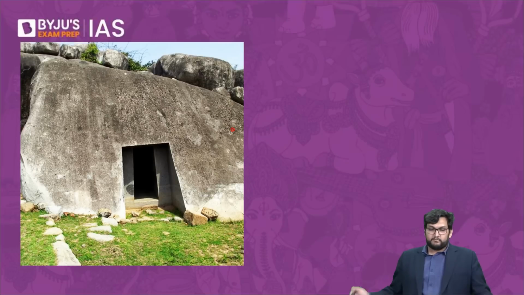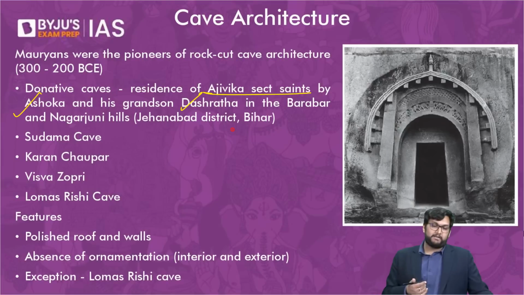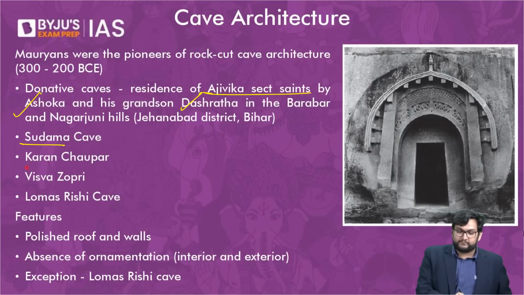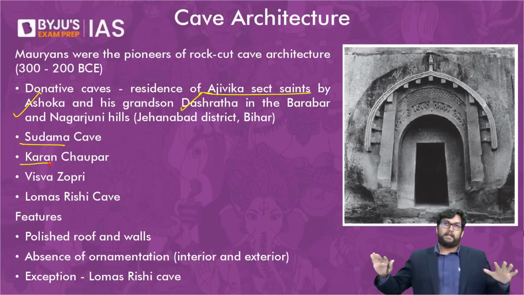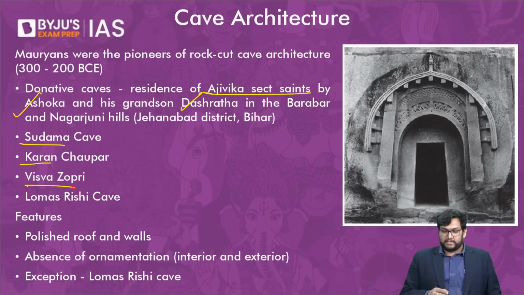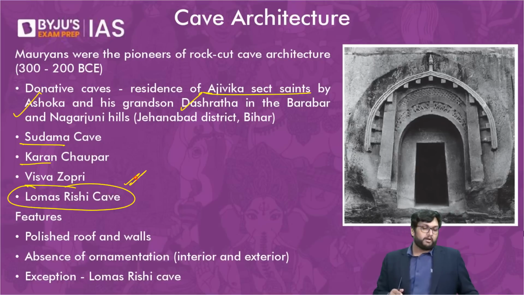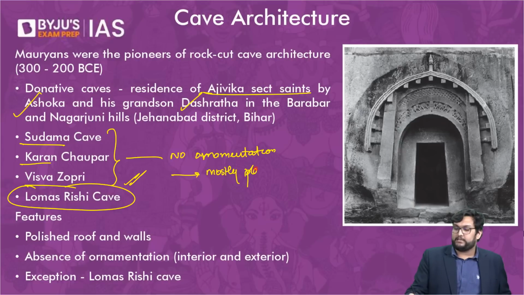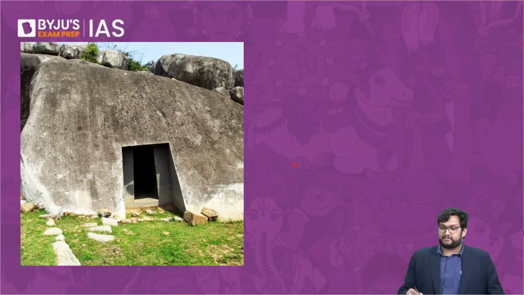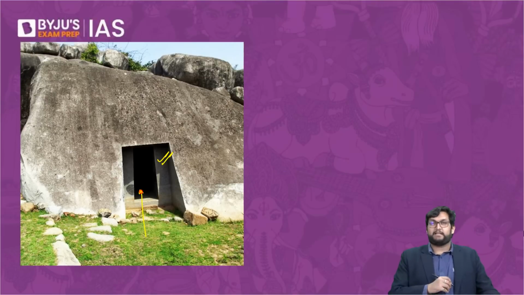Now, they are named after the Ajivik saints who gave them. One is called Sudama, the other one is called Karan Chopara, meaning where they used to sit and meditate. Vishwa Jhopadi, and the most famous, which is the Loma Sisi cave. Except for Loma Sisi, these three have no ornamentation and are mostly plain caves. Something like this. No ornamentation, you just go inside it.